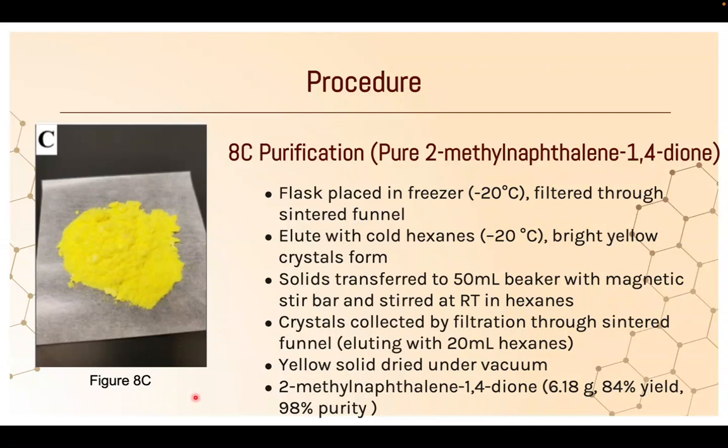The crystals are collected by filtration through the sintered funnel, eluted with a minimum volume of hexanes. In this case, 20 milliliters were used, and the resulting yellow solid is then dried for 3 hours under high vacuum at ambient temperature, resulting in the product, 2-methylnaphthalene-1,4-dione, which can be seen here in figure 8C. We have the finalized product.